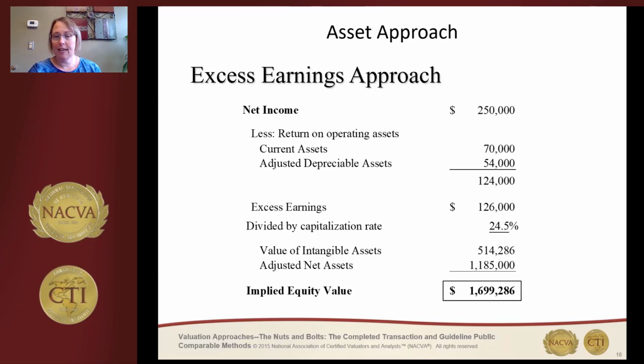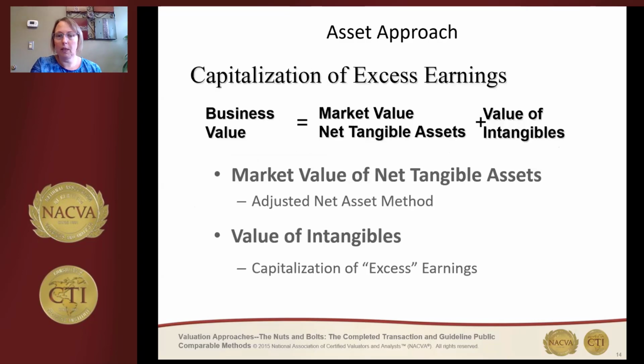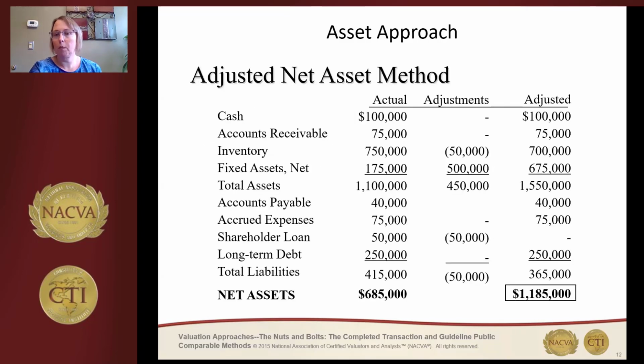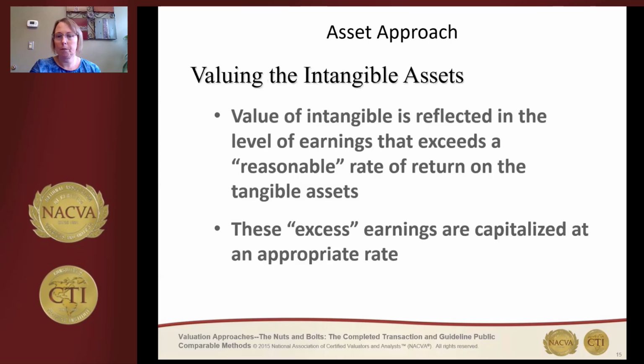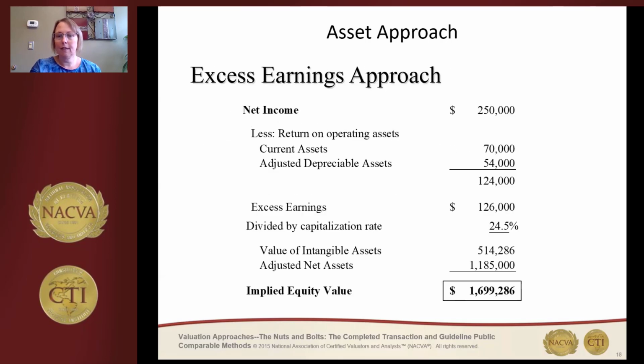And then our adjusted net assets, which is again what we determined earlier, is 1.185 million. So going back again, we have 514 intangible, 1.185 as our adjusted net assets. Our total equity value is 1.7 million.